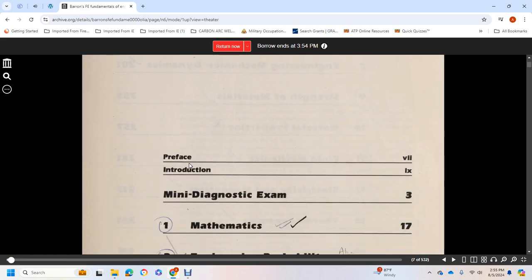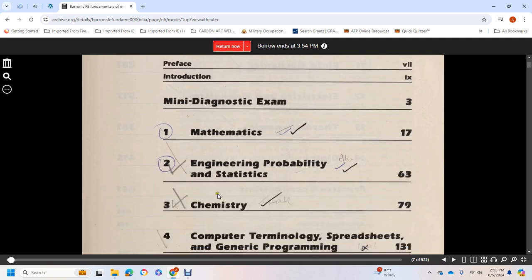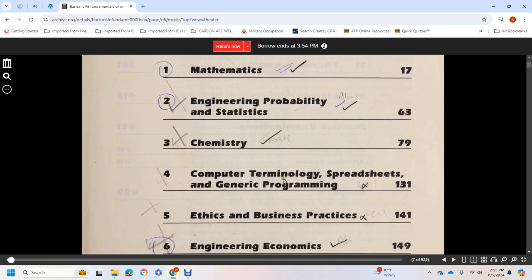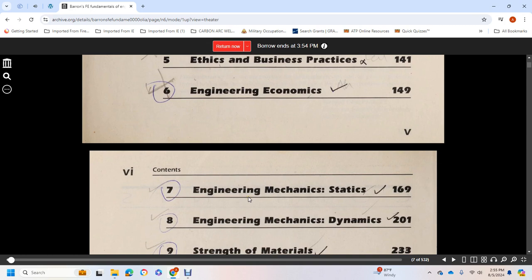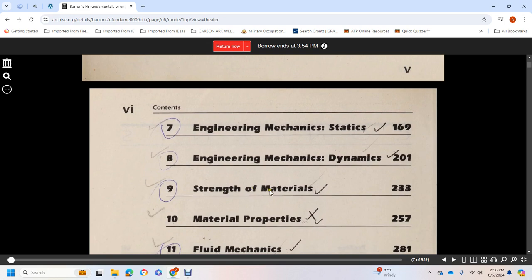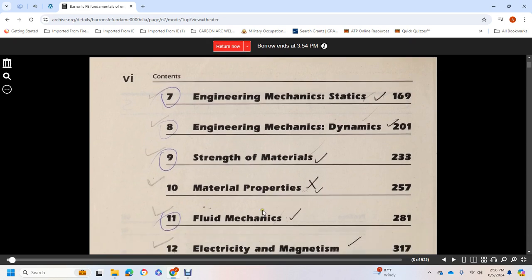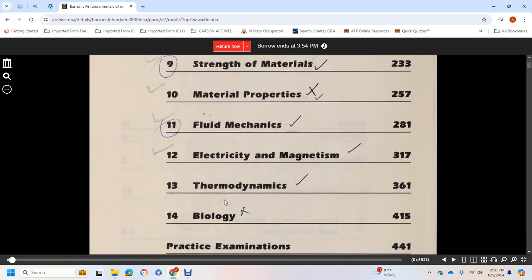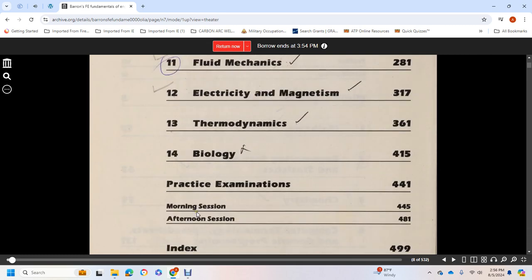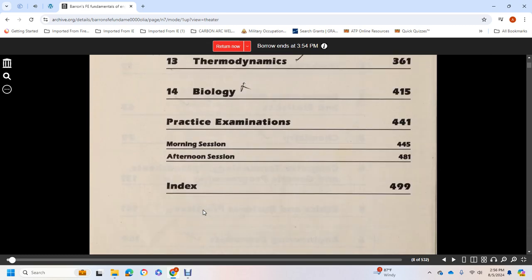Contents: Preface, Introduction, Mini Diagnostic Exam, 1. Mathematics, 2. Engineering Probability and Statistics, 3. Chemistry, 4. Computer Terminology, Spreadsheets, Generic Programming, 5. Ethics and Business Practices, 6. Engineering Economics, 7. Engineering Mechanics: Statics, 8. Engineering Mechanics: Dynamics, 9. Strength of Materials, 10. Material Properties, 11. Fluid Mechanics, 12. Electricity and Magnetism, 13. Thermodynamics and Biology, 14. Practice Examination, Morning Session, Afternoon Session, Index.